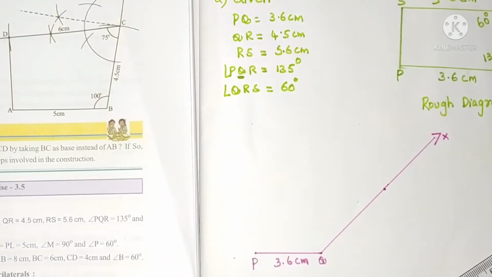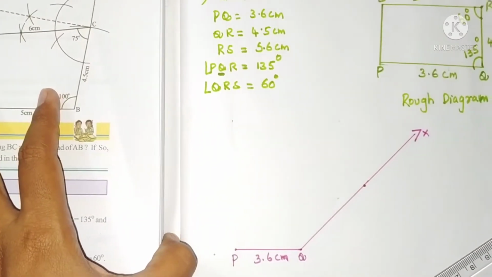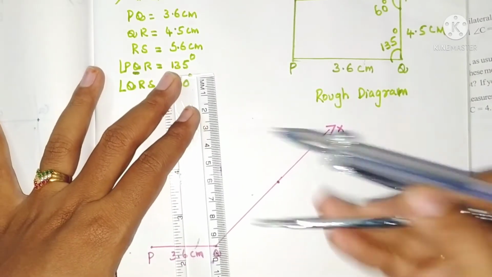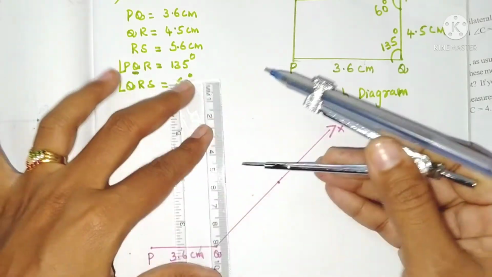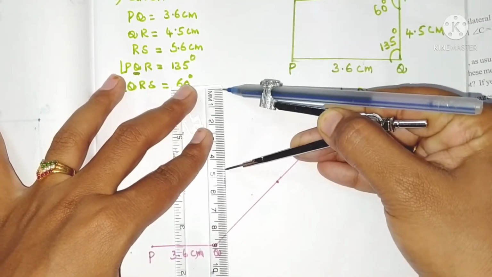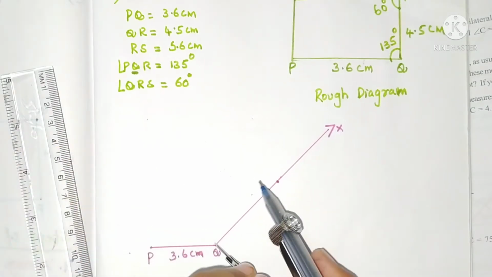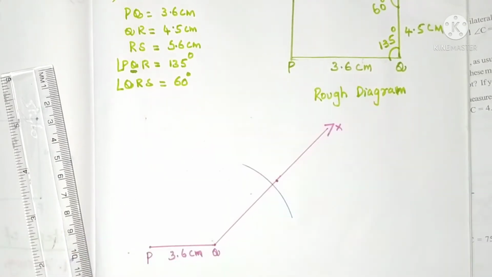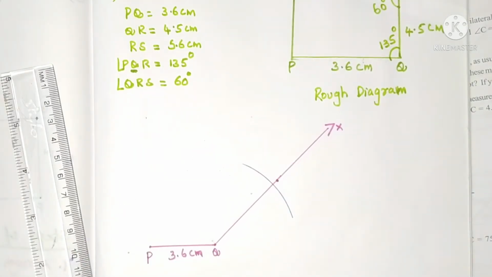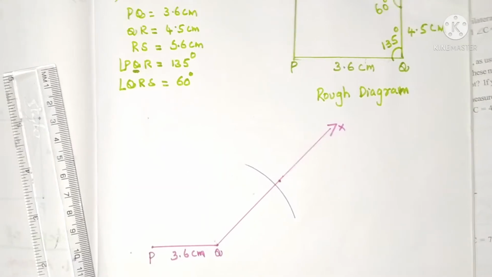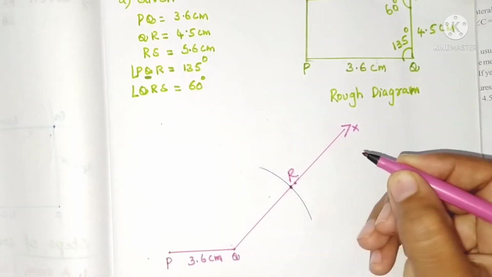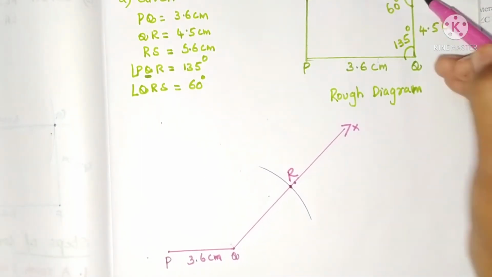Now what is QR? 4.5 centimeters. So take the compass and measure 4.5 centimeters radius, and with Q as center, draw an arc. Okay. The intersection of this arc and ray is R. Okay. Now, what is angle R?